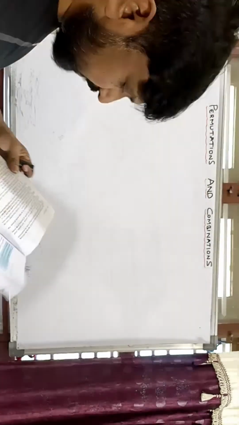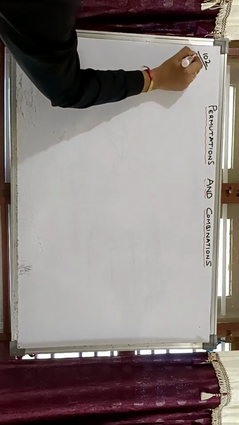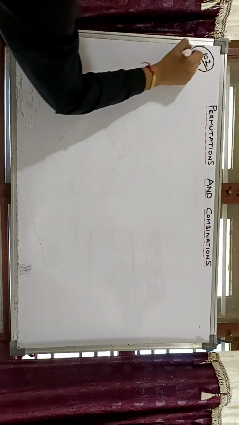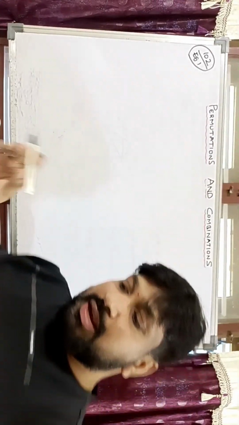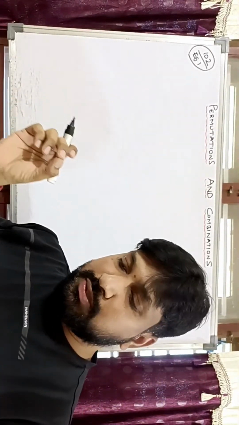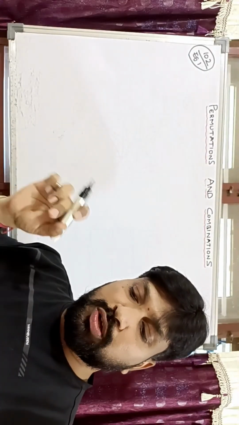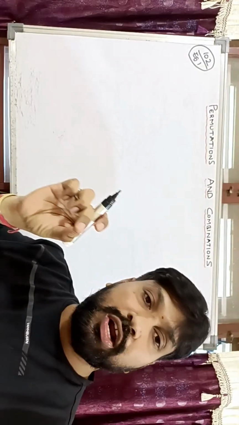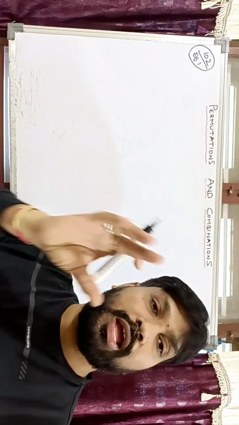Look at your textbook, you have a question. Let us take page number 102, example 1. The question is: find the number of 4-letter words, with or without meaning, which can be formed out of the letters of the word ROSE, where the repetition of the letters is not allowed.